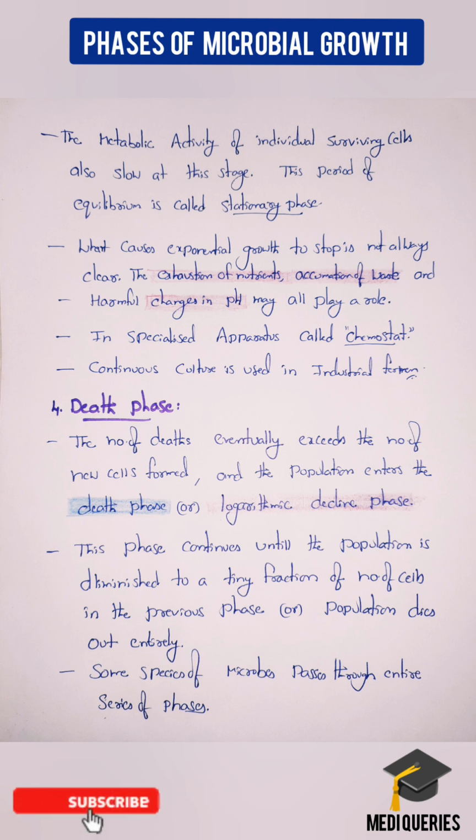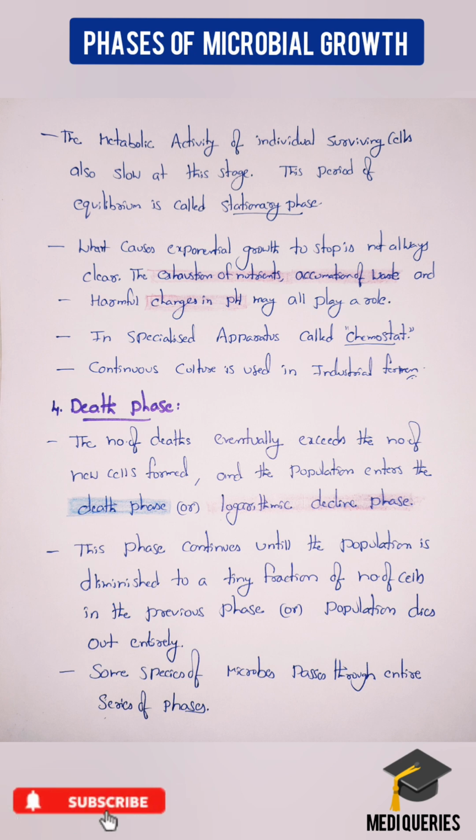And the final phase is the death phase. The number of deaths eventually exceeds the number of new cells formed, and the population enters the death phase or the logarithmic decline phase. This phase continues until the population is diminished to a tiny fraction of the number of cells in the previous phase, or the population dies out entirely. Some species pass through the entire series of phases in only a few days, while others retain some surviving cells almost indefinitely. So this is about the death phase.